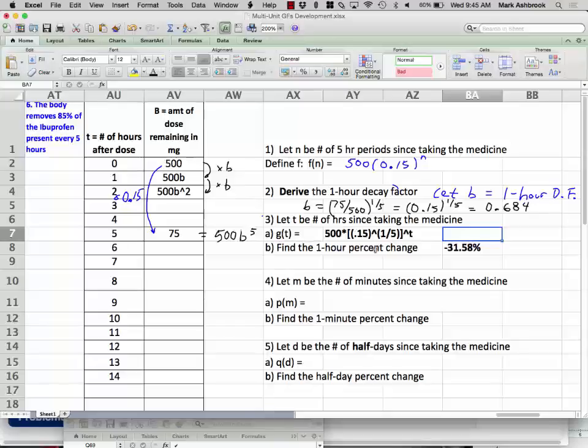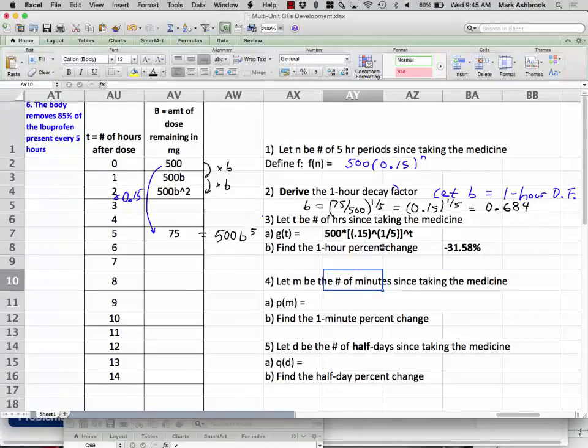So this is the 1 hour decay factor. We want the 1 minute decay factor. Jacob, what do you think? I still haven't figured it out yet, sir. You were thinking about it, though. Okay, but how did you get that? I did that by making it the 1/60th. Making what? The minute. I took 0.684 and took it to the power of 1/60.